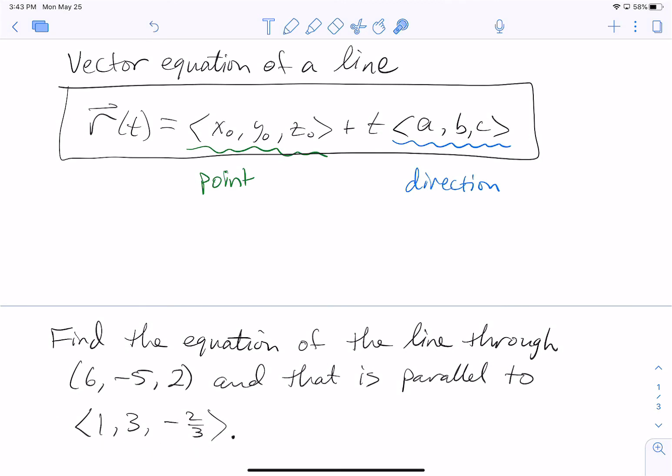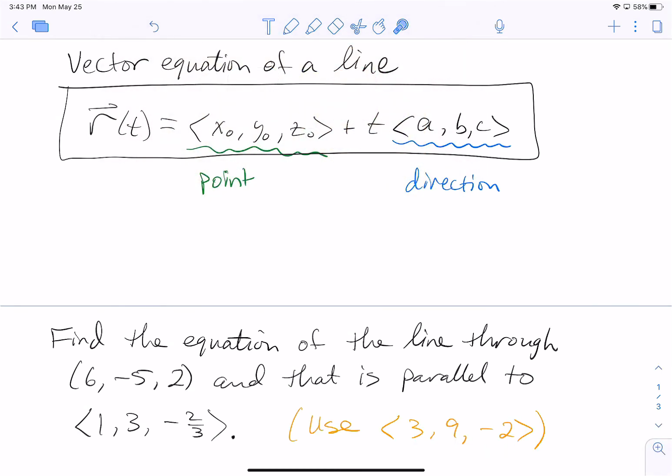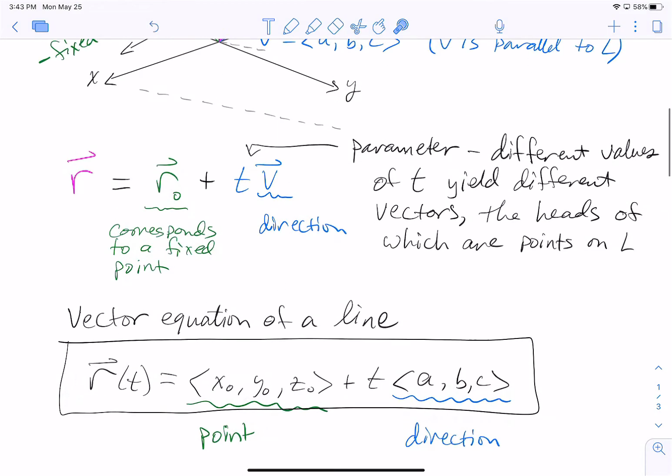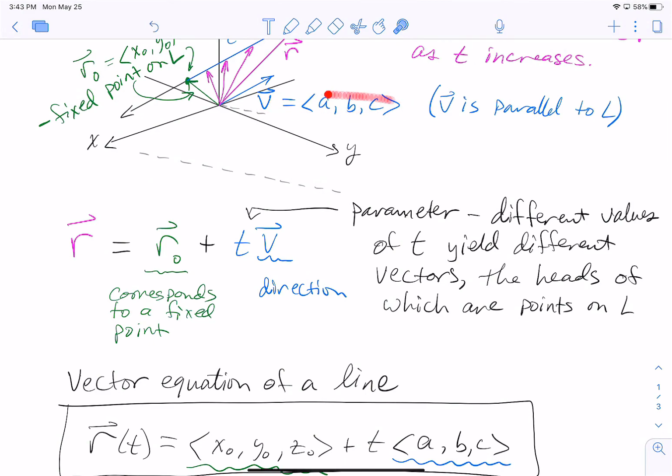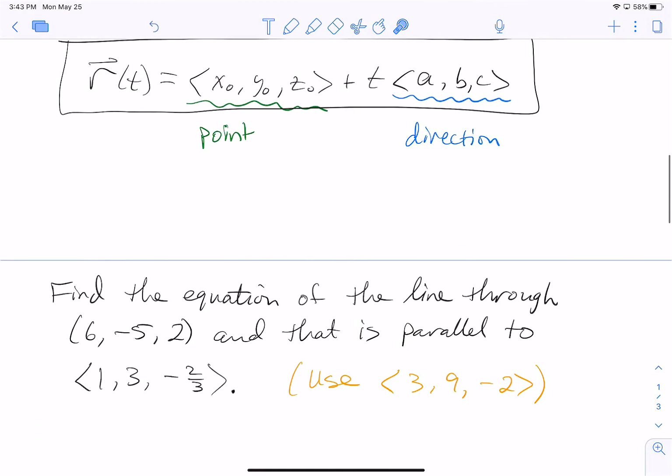And right away I'm going to switch this up on you folks. We have this vector (1, 3, -2/3). We can actually use (3, 9, -2), which is a scalar multiple of the vector that we were given. Folks, the vector (a, b, c) is just a direction, and direction doesn't care how big the vector is. So I just need to be using a vector that's parallel to the one that was given. The reason I did this, maybe it's not obvious, was to clear the fraction.